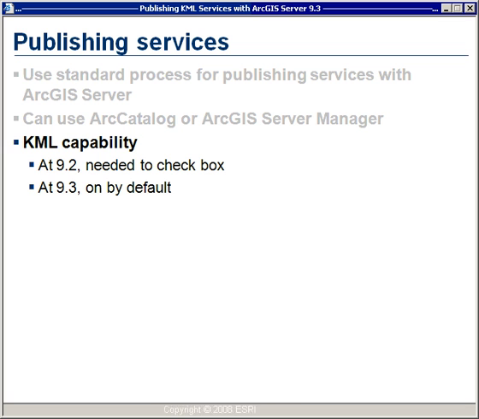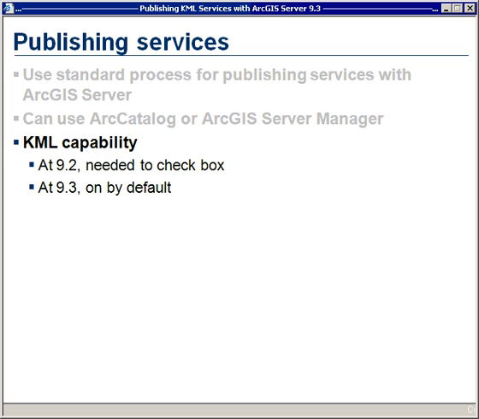So the KML capability is really the thing that makes a map service a KML-enabled map service. And it's a capability that is not checked on by default at 9.2. So you need to check on that checkbox for the KML capability. You'll see if you publish a service, it is turned off. So when you do the publishing, you just need to check on the box. And then you can set some additional properties that we'll talk about in just a second.